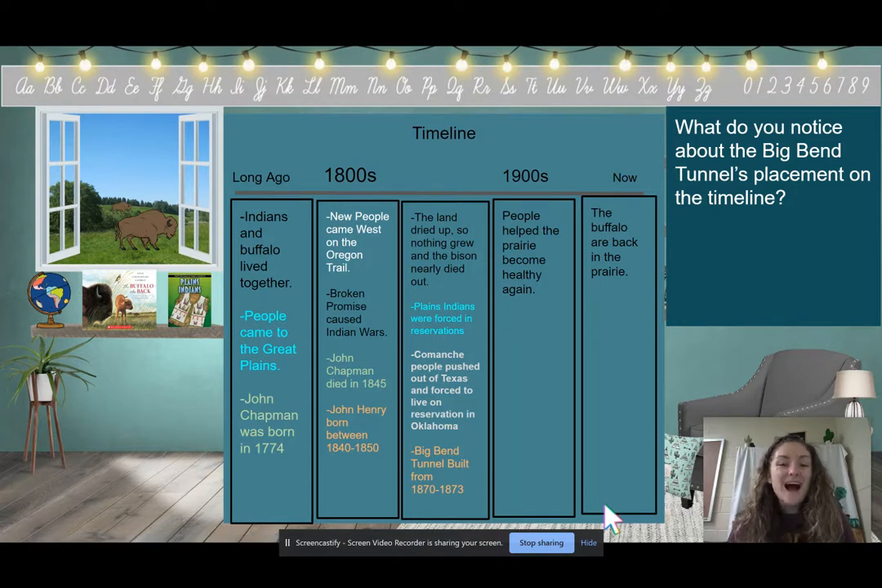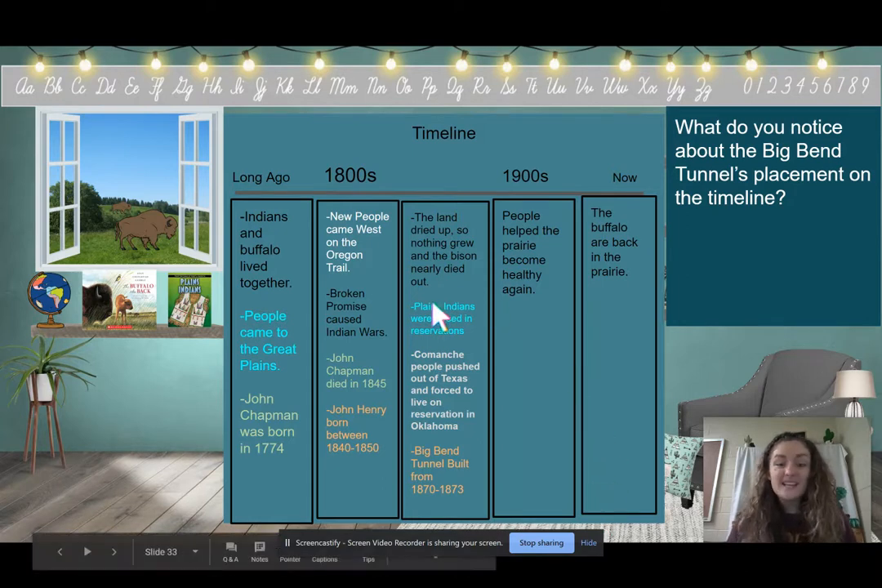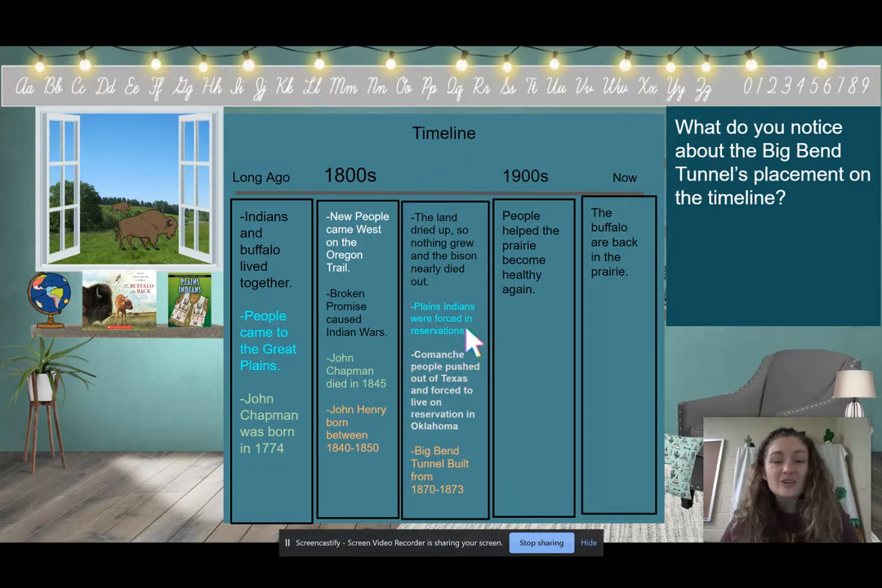So something that I am seeing is that the Plains Indians at this time were forced into reservations. We learned that the land dried up after settlers started trying to farm on that land and the bison nearly died out. And the Comanche people, the tribe that the legend of the Blue Bonnet is based on, they were pushed out of Texas and forced to live on reservations in Oklahoma.